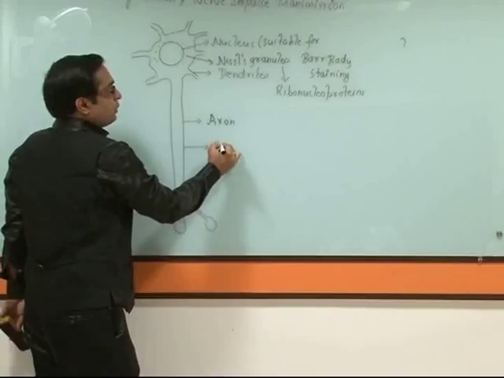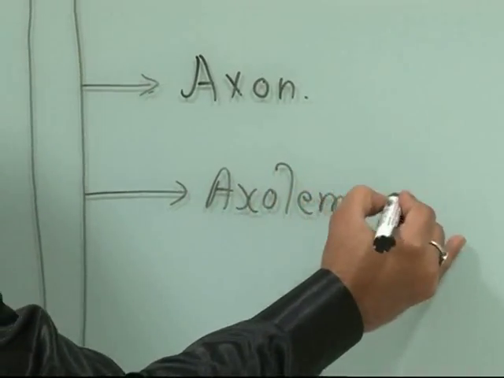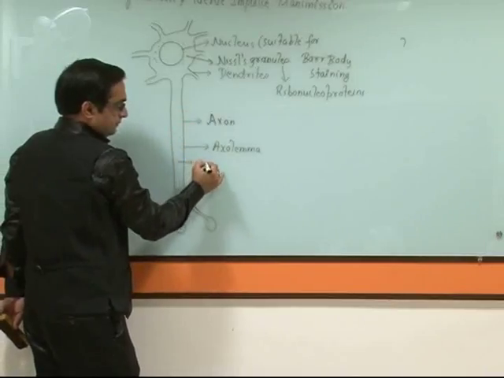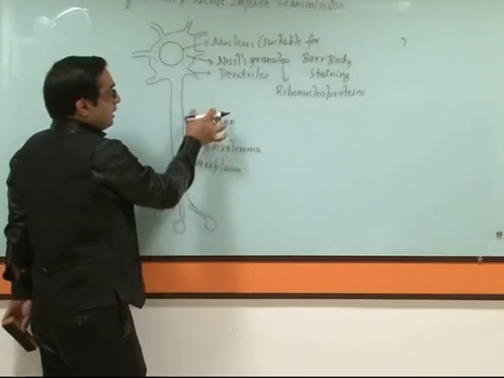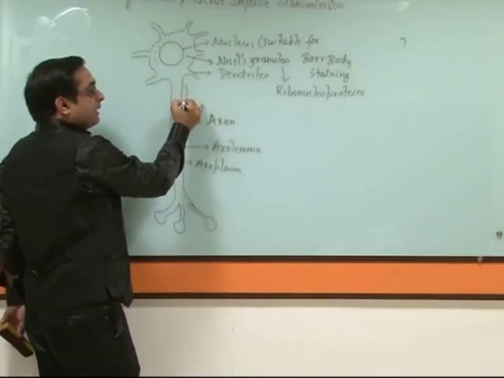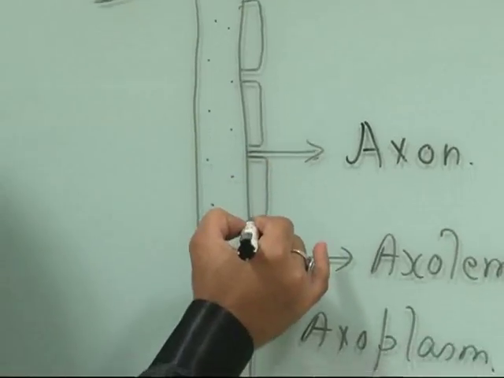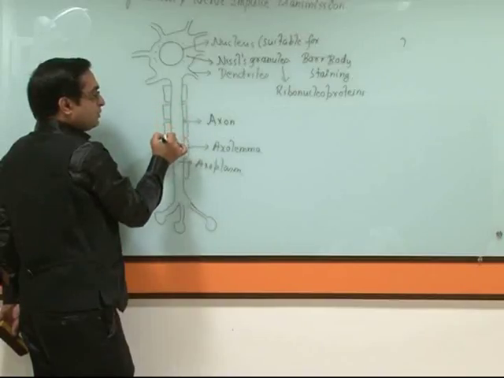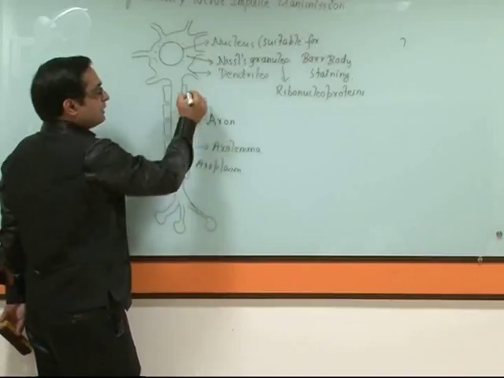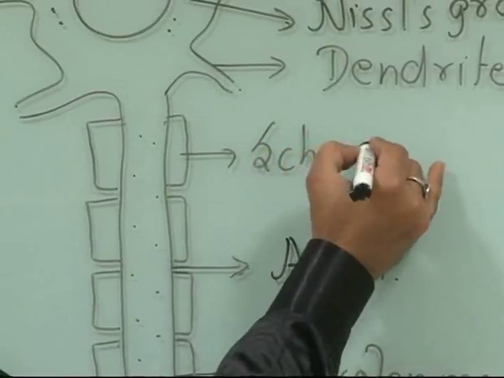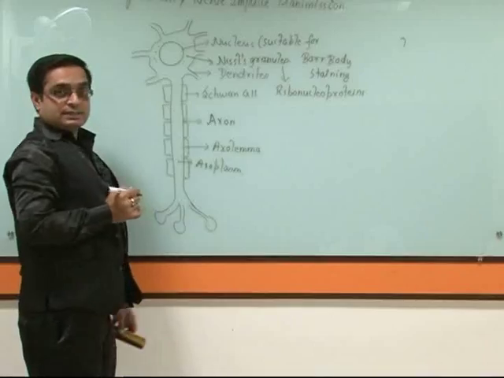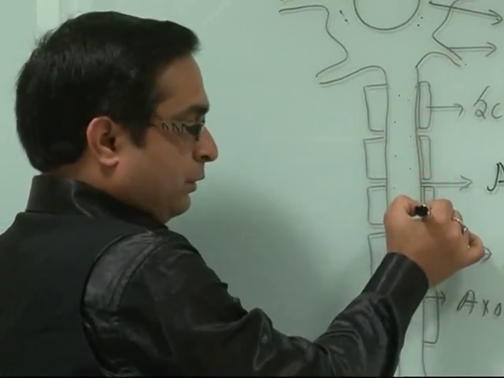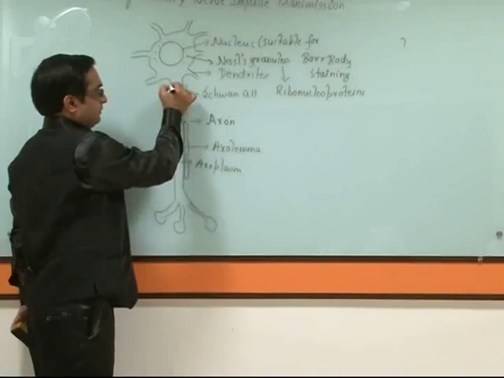Plasma membrane of axon is called axolemma. Inside the axon, axoplasm is present. A neuron may be covered by myelin sheath, which acts as an insulator. The cells which are producing myelin sheath are called Schwann cells. So this is a Schwann cell. Schwann cell produces myelin sheath on its inner side. So here we are showing myelin sheath.